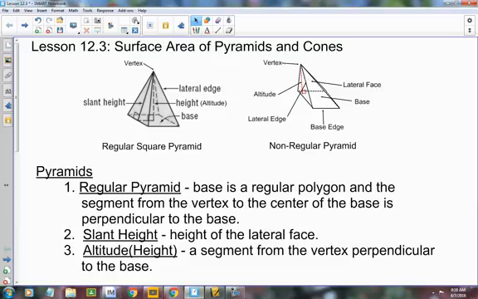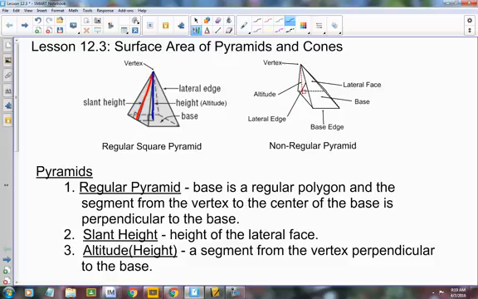Now, a new term that we want to talk about is the slant height. Okay, and the slant height is the height of the lateral face. If you look here, put this piece of paper in here, and you can kind of see that here's the lateral face, and then this red little string here is the height. That's called the slant height. This gold thing that's on the inside is actually the altitude or the height of the pyramid. This is the altitude or the height of the pyramid.